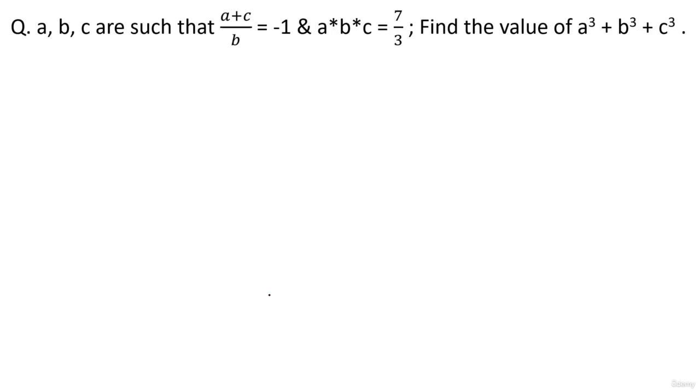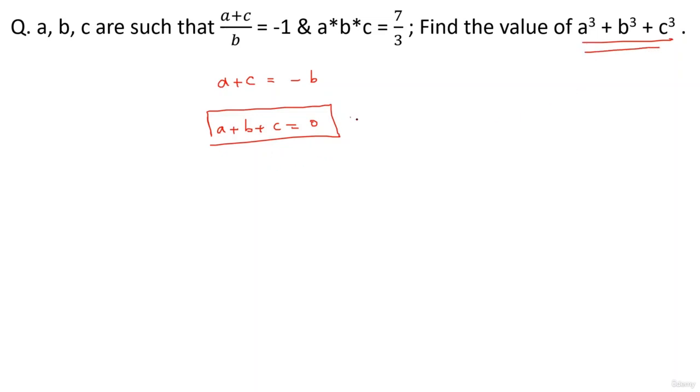All right, so let's discuss this one. We have a, b, and c such that (a plus c) upon b is -1 and a into b into c is 7/3. Find the value of a cube plus b cube plus c cube. It's implicit that a, b, and c are real numbers. So we have (a plus c) upon b as -1. If you cross multiply b, you will have a plus c as minus b. Bring b on the left hand side, you will have a plus b plus c is equal to 0. Right, guys?